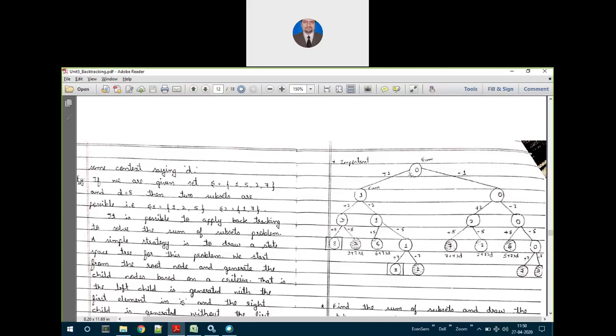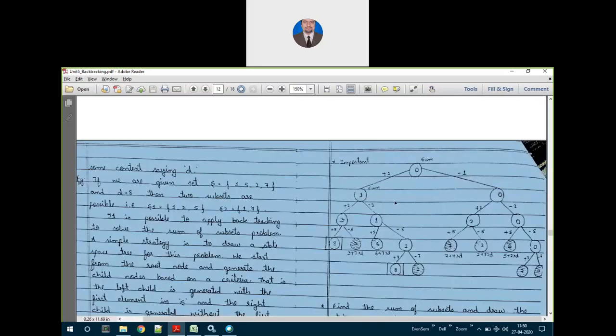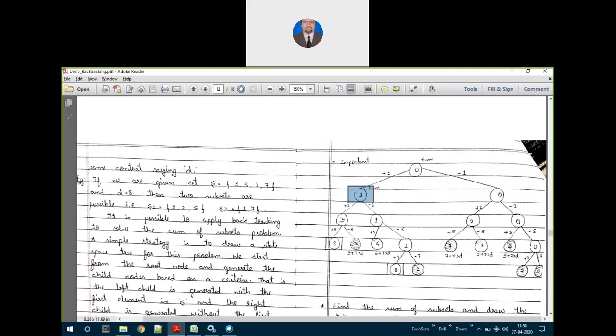So from 0 I can have with 1 or without 1. With 1 means 0 plus 1 is 1. Without 1 means the same as 0. So 0 is over here, and this 1 and 0 are populated. Now from this 1 I can proceed in multiple ways again.